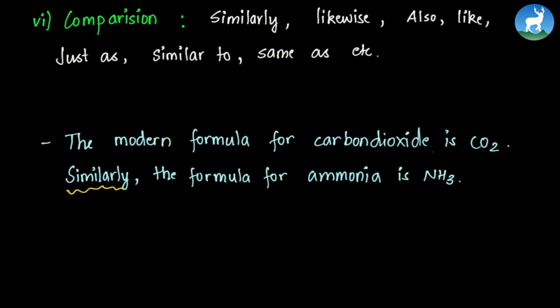The modern formula for carbon dioxide is CO2 is one sentence, and for the flow we use the comparison connective similarly, and then the other sentence is the formula for ammonia is NH3. Similarly is connecting these two sentences.